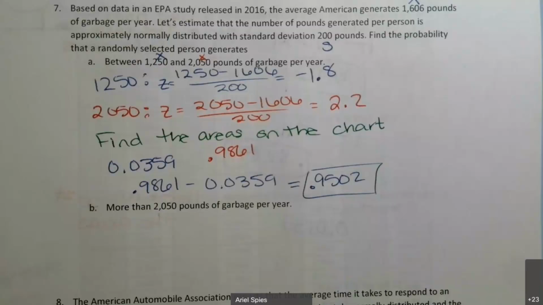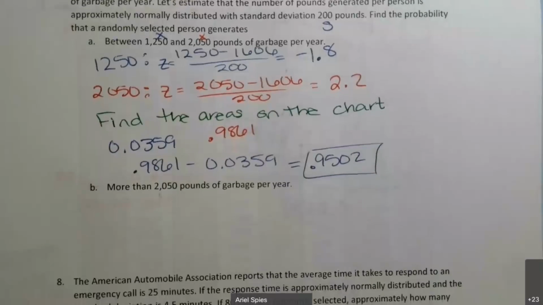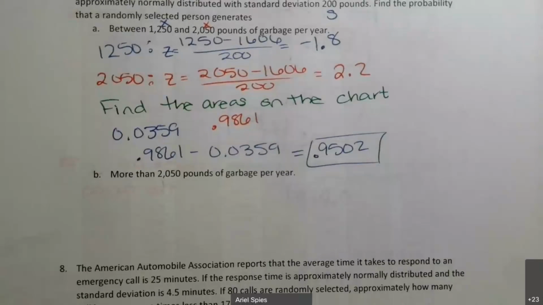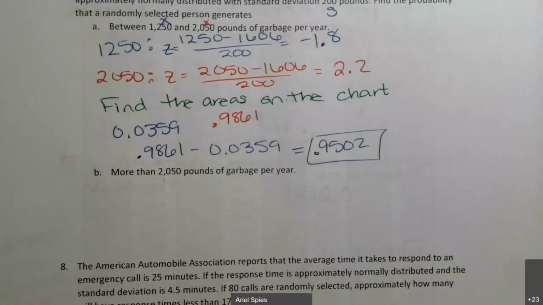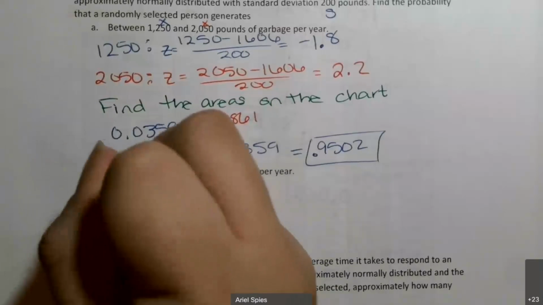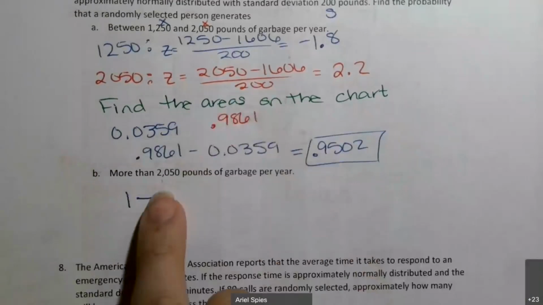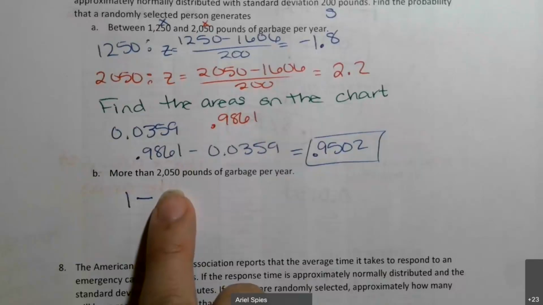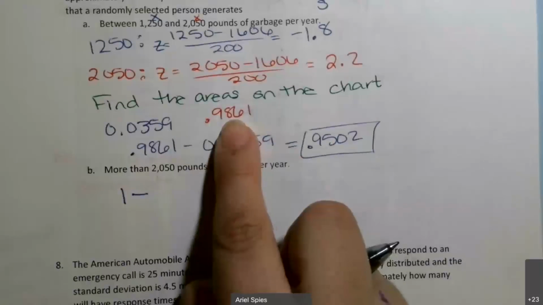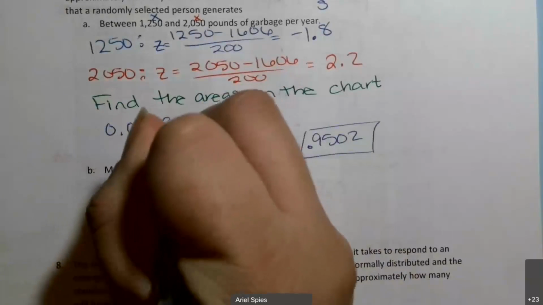Okay. B wants me to find how many people waste more than 2,050 pounds of garbage a year. So what I want to do is, because more is on the right side of the line, I am going to subtract from 1. And I already found my area for 2,050. I don't know why I keep saying 500. But this was the 0.9861. So this is the number I want to subtract here.